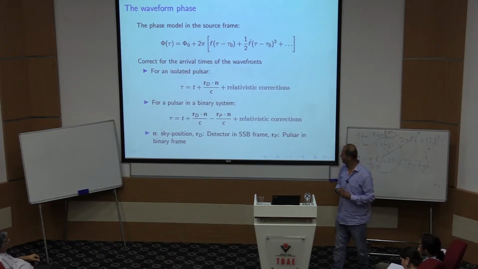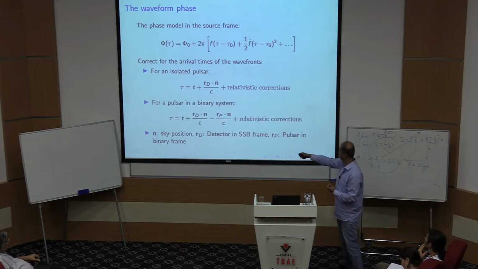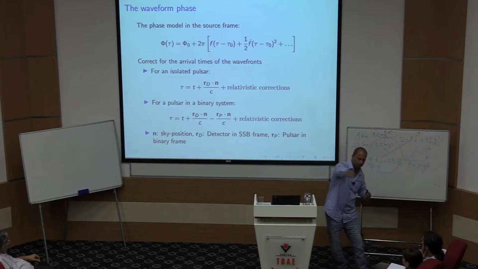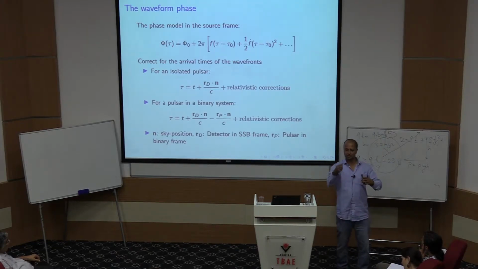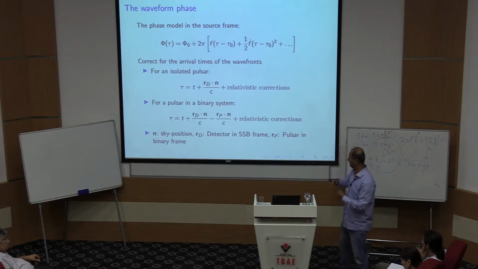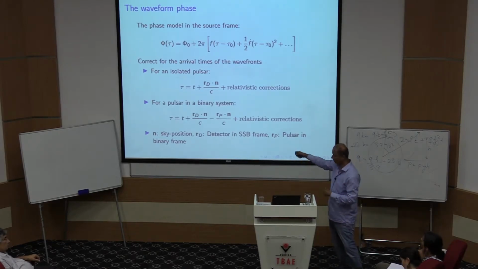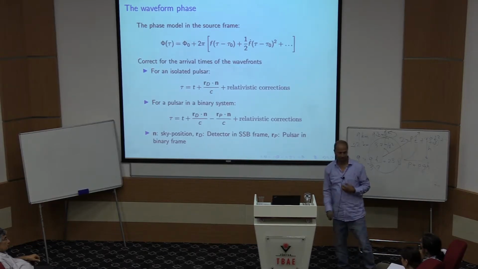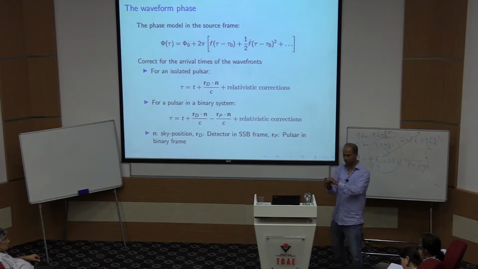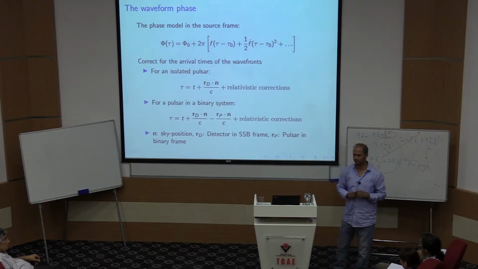Okay? And moreover, if the pulsar were in a binary system, which is a very important case, so this is not the signal from the orbital motion of the binary, but a spinning neutron star which happens to be moving in a binary system. In this case, you then have to correct also for the delay of the waves in the binary system itself. So this r_p is the position of the neutron star in its binary orbit.